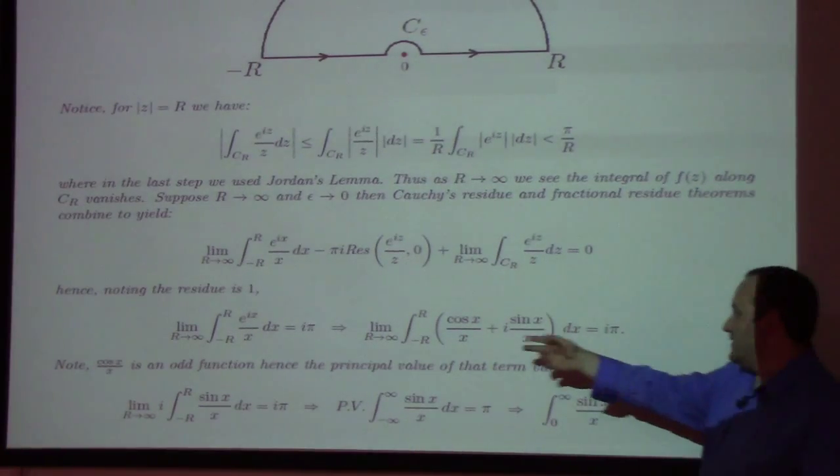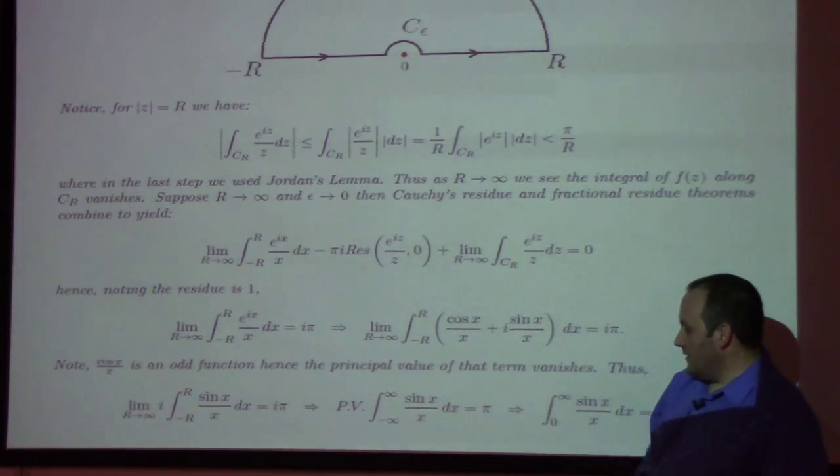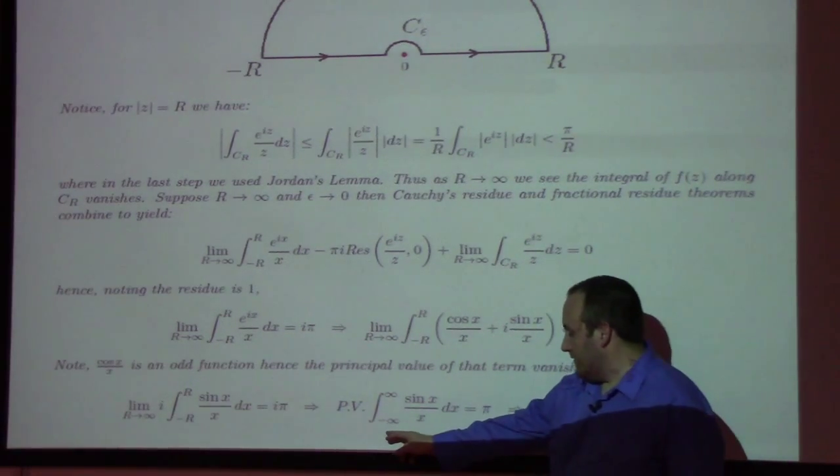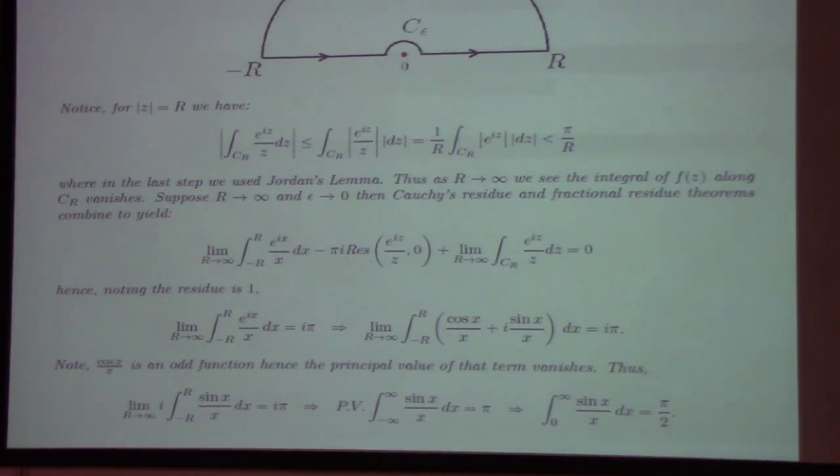And then we break this into the cosine and the sine by Euler's formula as usual. And that gives us that the principal value of the integral from minus infinity to infinity of sine x over x is pi, whereas the principal value of the integral of cosine x over x from 0 to infinity is just 0.